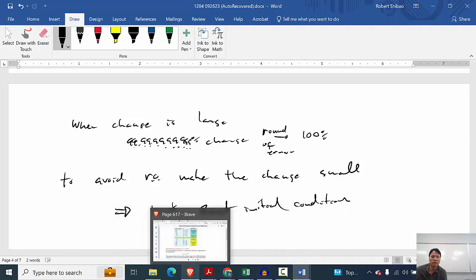So we're going to redo this, and you can try it on your calculator again, and you'll see you'll get the correct answer. Do this again.